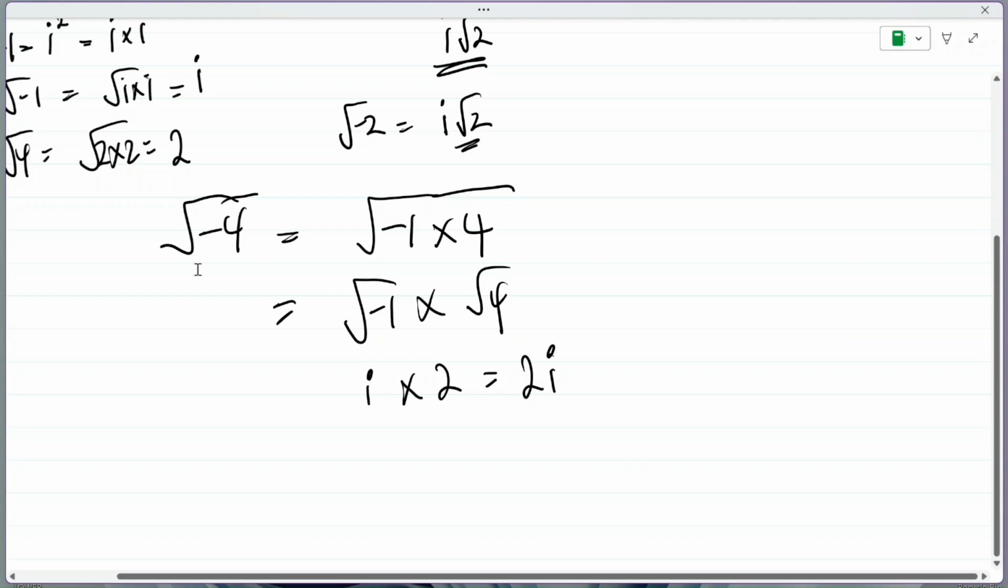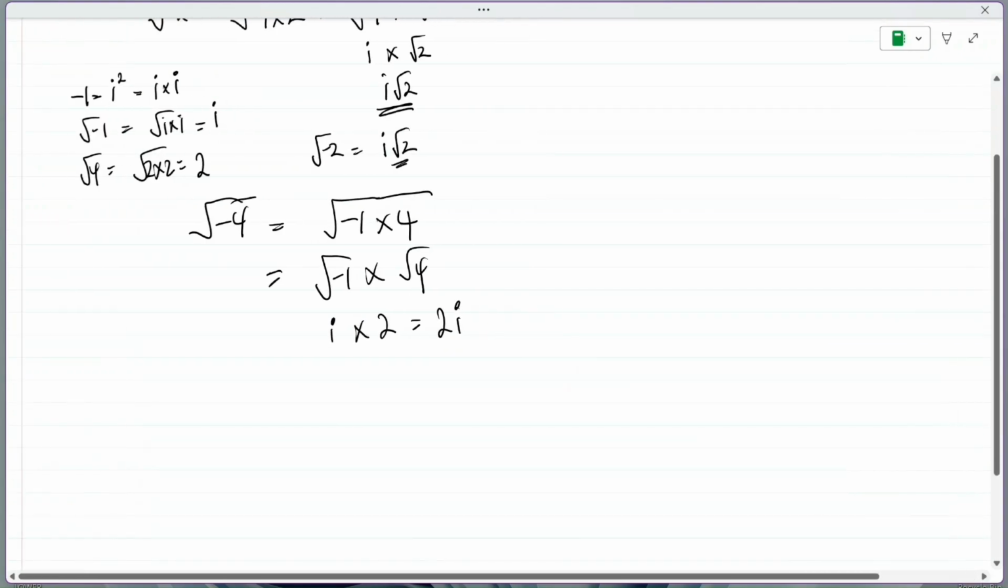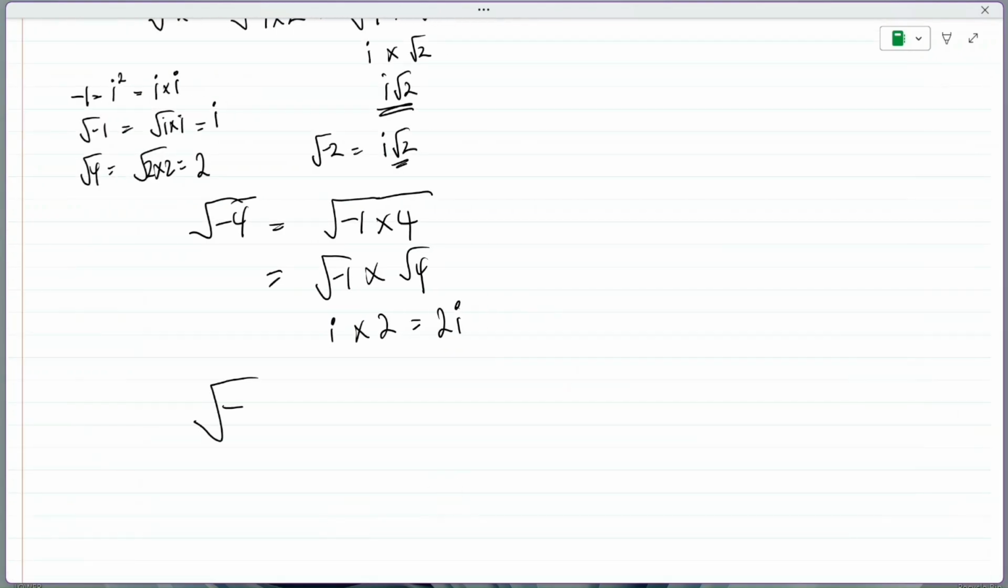So the answer to square root of minus 4 is 2i, where i stands for imaginary number, which is the square root of minus 1. Let us take another question. Let's take square root of minus 8.